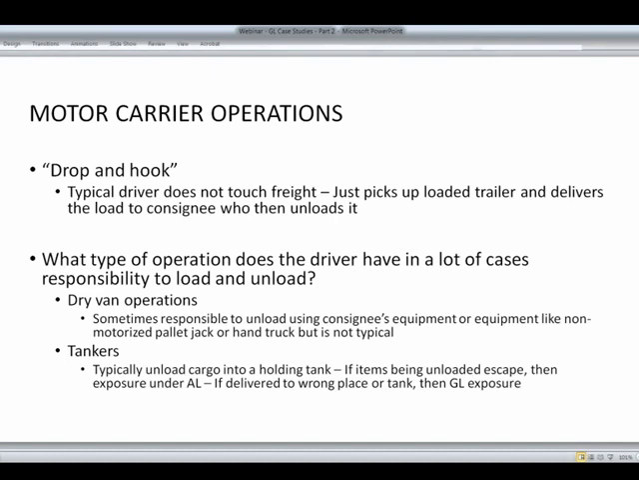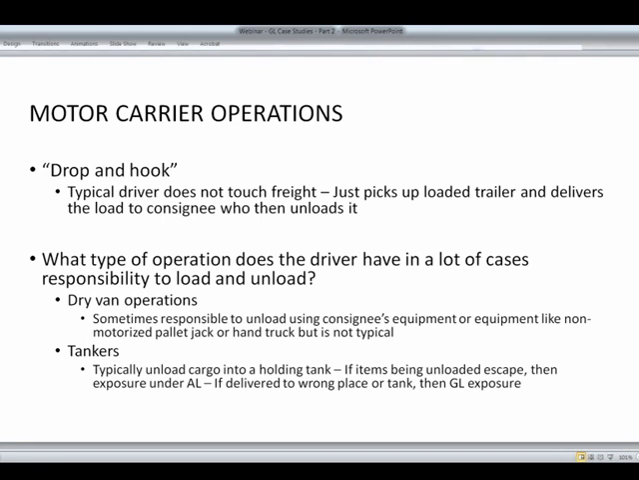What type of operations does the insured have? In lots of cases, they're responsible for loading and unloading. A dry van operator, a lot of times the driver has a requirement to load or unload the van. Typically it could be done by a hand truck, in a lot of cases, or a non-motorized jack. That would then be the auto liability if they damage something. If it has to be loaded and unloaded by a forklift that's motorized, then that would be GL. So again, if they're not a drop and hook operation, you need to ask your insured what the responsibility is for the driver to load and unload those items, and if so, how it's done.